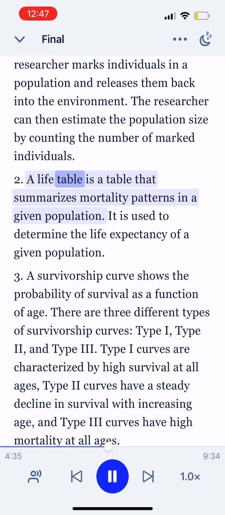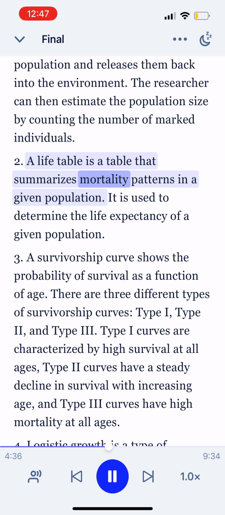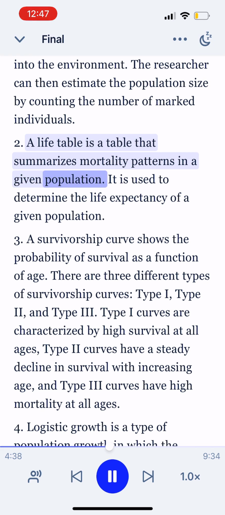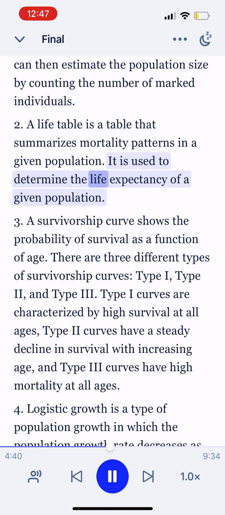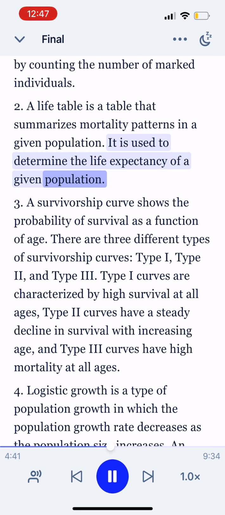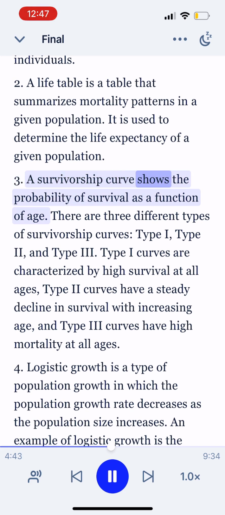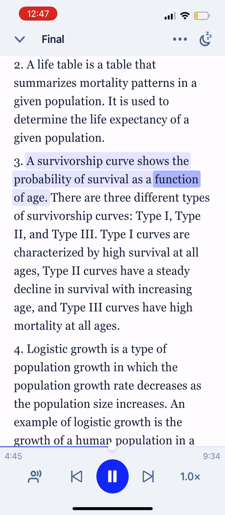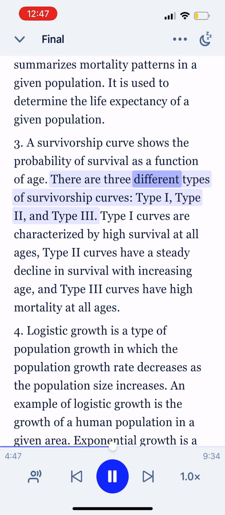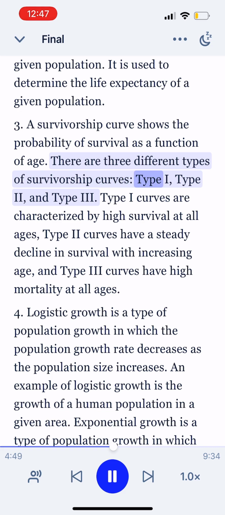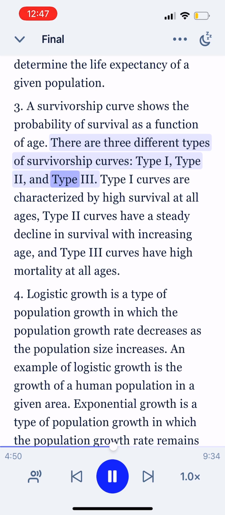2. A life table is a table that summarizes mortality patterns in a given population. It is used to determine the life expectancy of a given population. 3. A survivorship curve shows the probability of survival as a function of age. There are 3 different types of survivorship curves: Type I, Type II, and Type III.